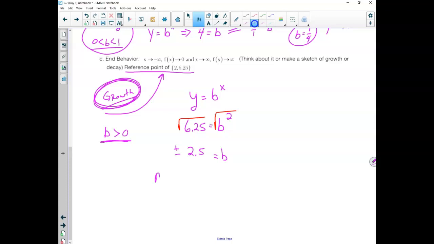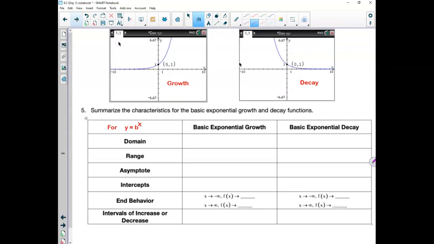So b must be positive, which means I can come back here and get rid of the negative. This is one of those crafty times. If I forget about my negative, it's a positive thing. So there's my b value. So what is my equation? My equation is y equals 2.5 raised to the power of x. And check it out. If I plug a 2 in for x, 2.5 times 2.5, you know what it is? It's 6.25.